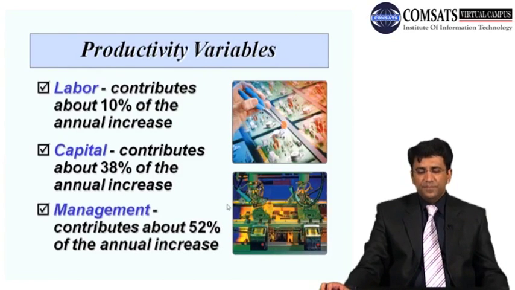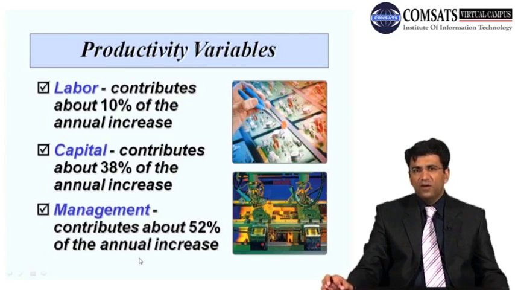Now students, research conducted by different theories says that labor contributes about 10% of the annual increase in productivity, capital contributes about 38% of the increase in productivity, and similarly the management philosophy and management activities contribute about 52% of the annual increase in productivity. So these are some of the figures that have been studied by some theories, showing the different factors which have contributed towards productivity improvement. And again, we'll have to give due importance to them if we want to enhance the productivity level for our own organizations.